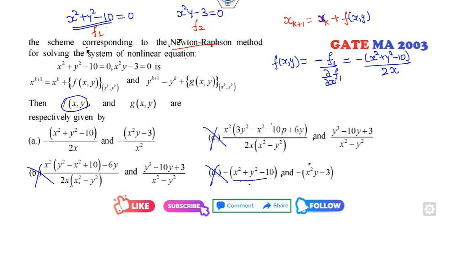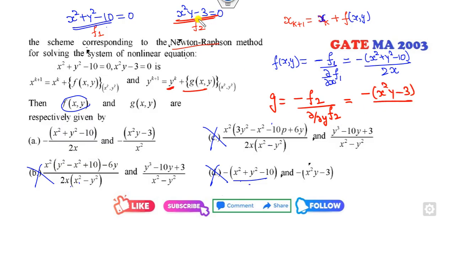But I will tell you the second way also, how you can find this g. If you compare them, it is my minus f2. This is with respect to y, so I can differentiate this function f2 with respect to y. So what is the answer of this? Minus, what is the derivative of f2 with respect to y? This is x square, and you can see the same option is satisfied here. So A is the right answer of this problem.